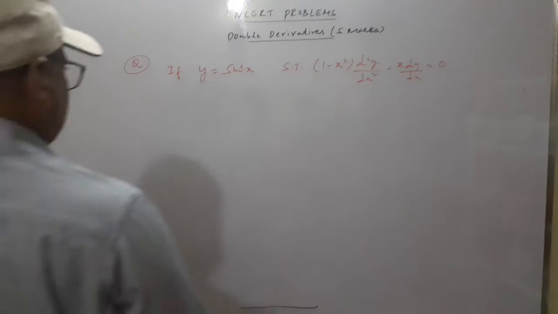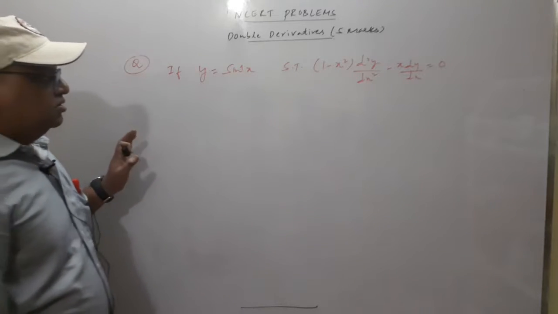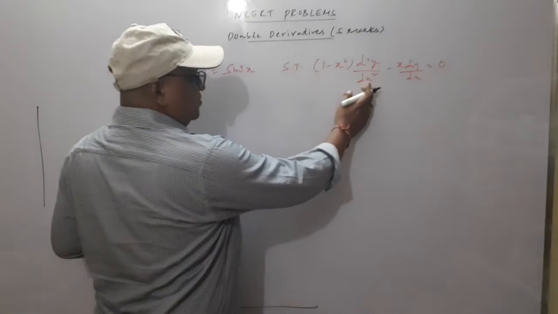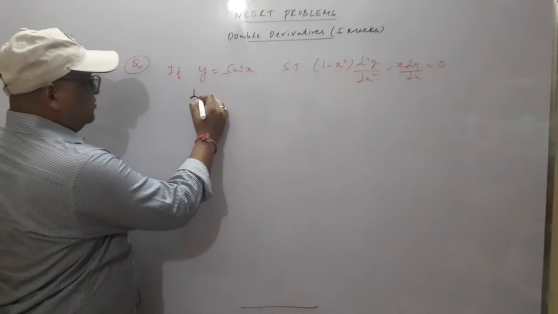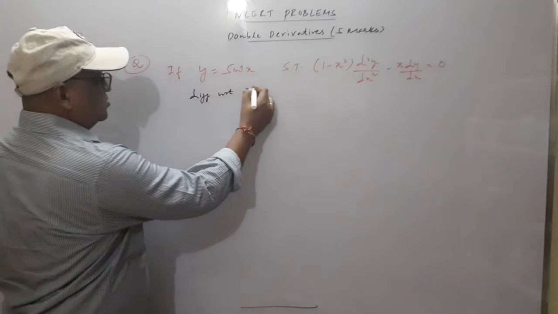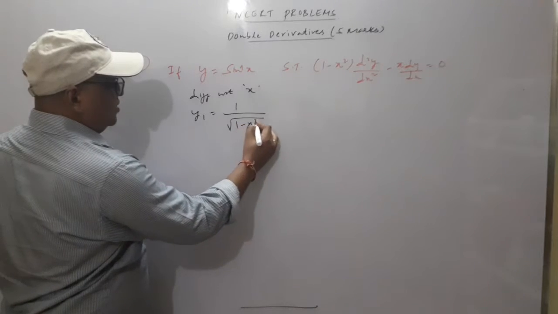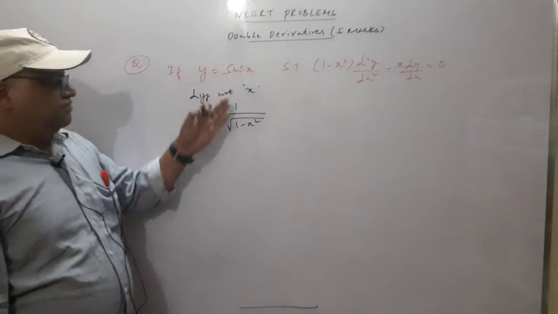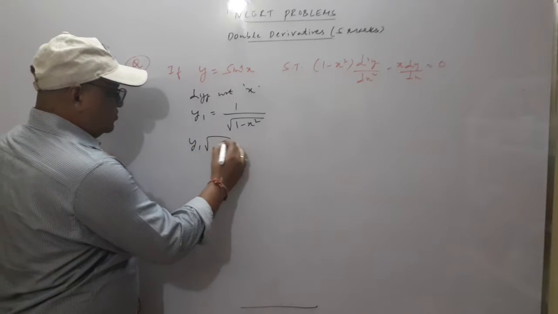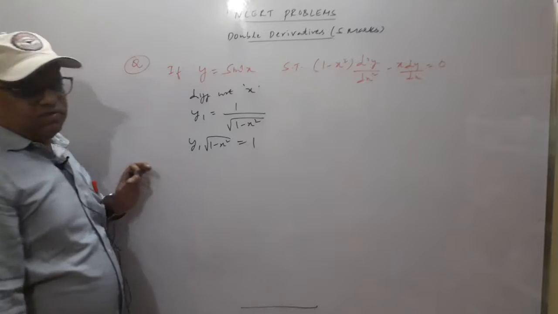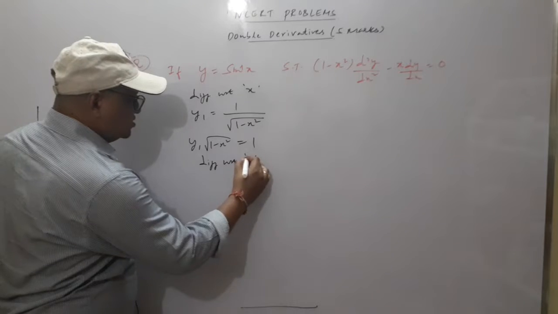Okay, we are moving to the next problem. Similar problem here. So, we need to prove 1 minus x square into y2 minus x into y1 is equal to 0. So, differentiating with respect to x, y1 is equal to 1 by root of 1 minus x square. So, this is the ready formula we have here. So, now we are going to cross multiply the term, is equal to 1. So, again I am going to differentiate with respect to x.